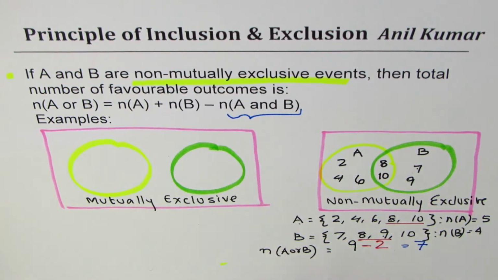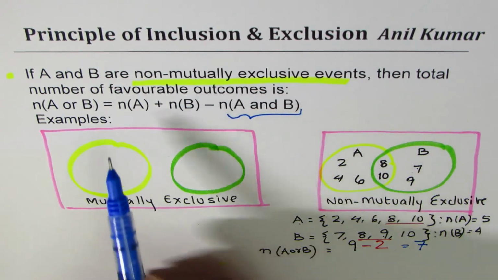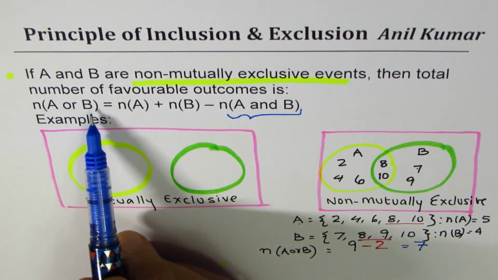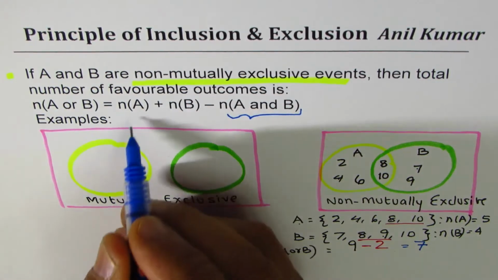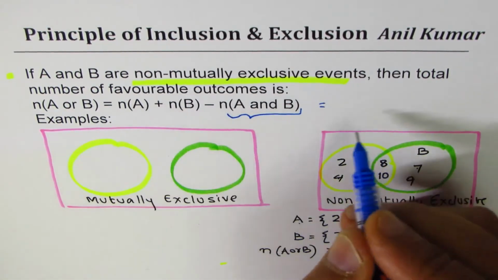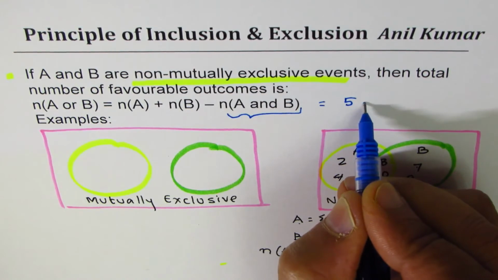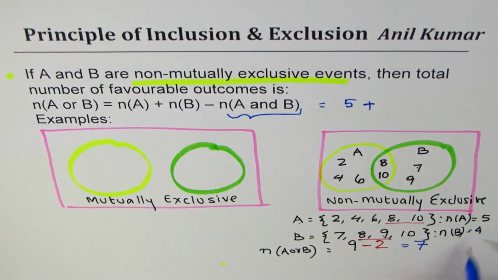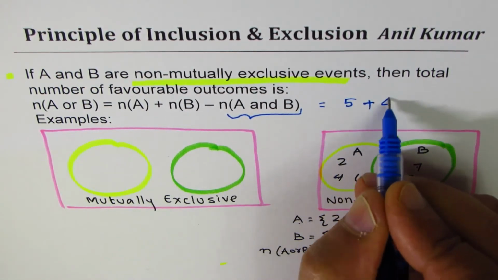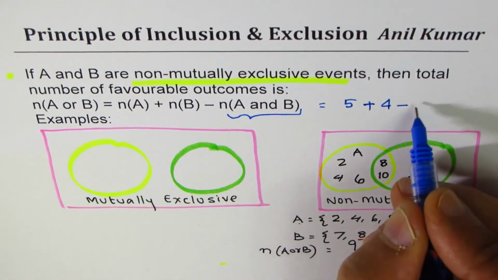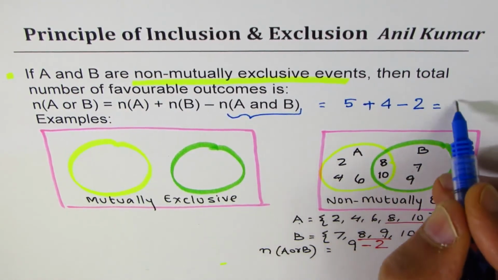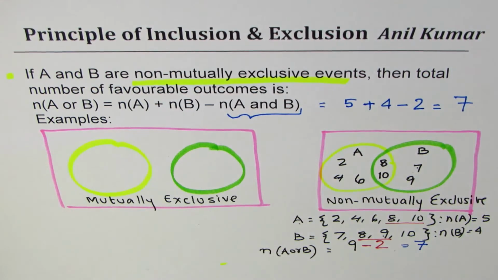Now we could apply the formula directly. Number of elements in A or B is the number of elements in A, which is 5, plus the number of elements in B, which is 4, take away the intersection of A and B, which is 2, and the answer is 7. Do you get an idea, right?